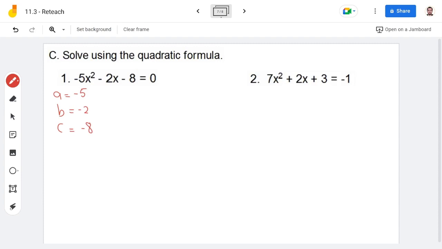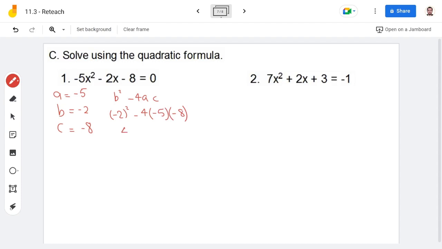Now first let's find the discriminant. The discriminant is B squared minus 4AC. So B squared, which is negative 2 squared, minus 4 times A, which is negative 5, times C, which is negative 8. Now let's simplify this one.